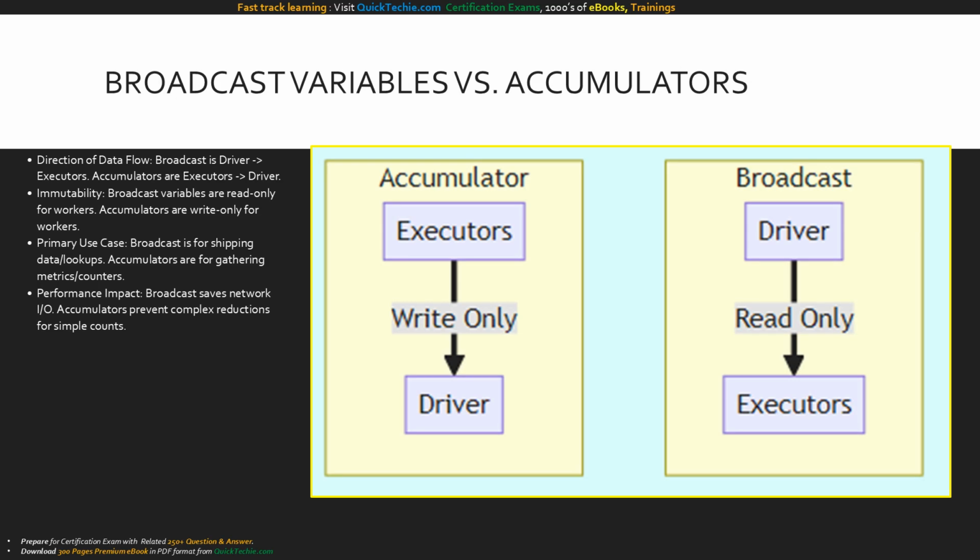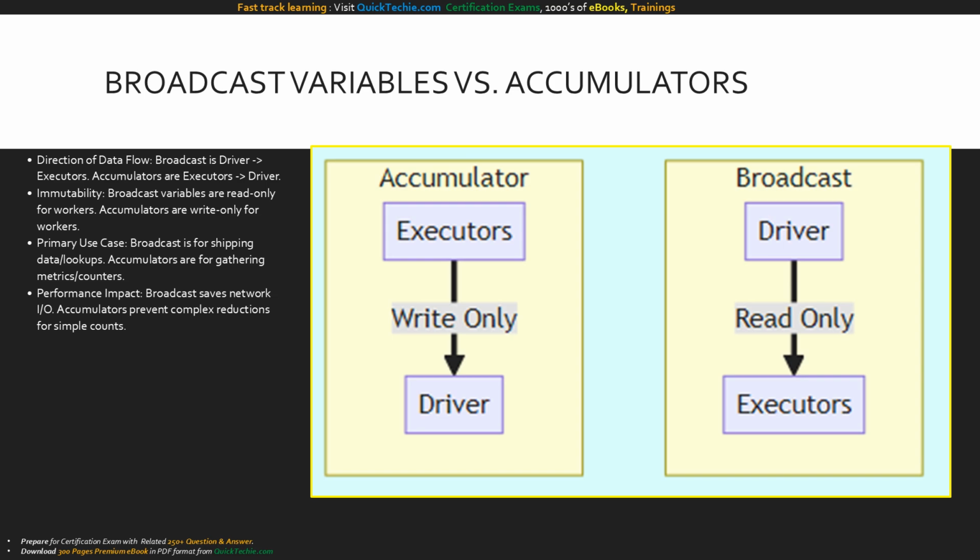To ensure absolute conceptual clarity, let's put broadcast variables and accumulators side by side. They solve two different sides of the distributed computing coin. The direction of data flow is reversed. Broadcast variables push data out from the driver to the executors. Accumulators pull data in from the executors back to the driver.